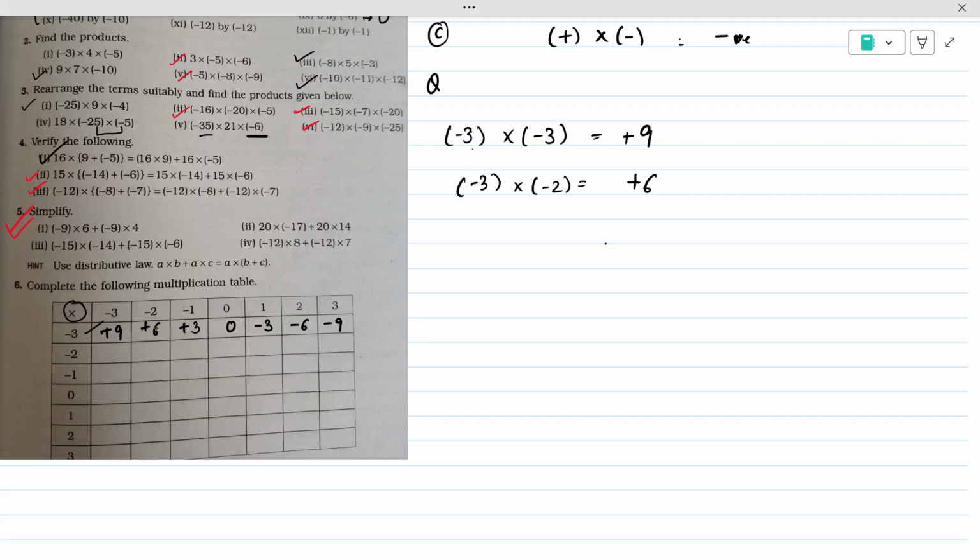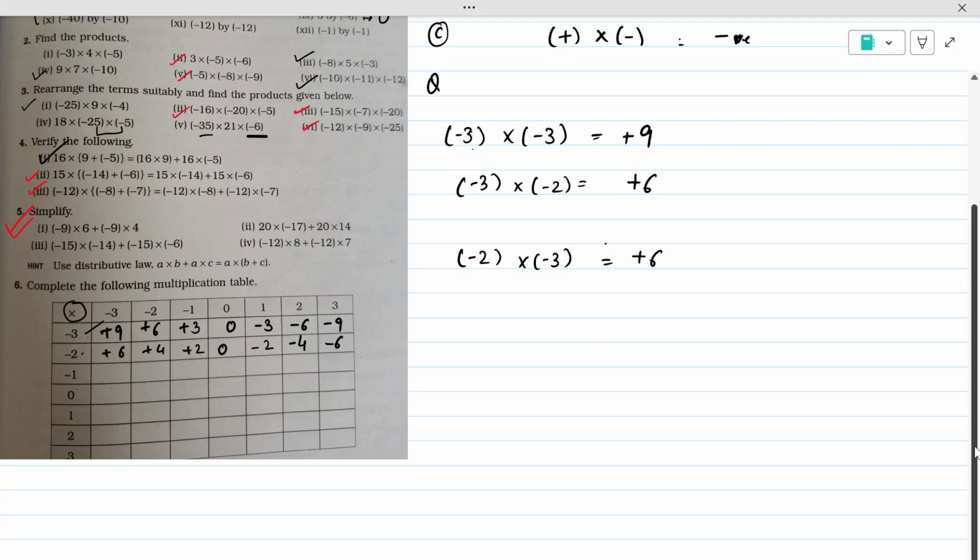This is how we have to solve. When we go to the next row, we have to multiply with minus 2 now. So minus 2 into minus 3 is 3 into 2 is 6, and plus. Why? Because minus into minus is plus. So we'll get plus 6 here, plus 4 here, plus 2, 0, minus 2, minus 4, minus 6. Similarly, you have to solve this for the rest of the table. Okay.